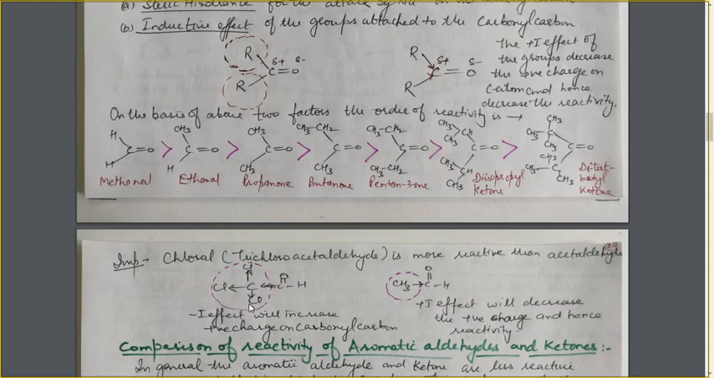In the case of trichloroacetaldehyde, there are three chlorine atoms, and these three chlorine atoms are strongly electron withdrawing. Because of their electron withdrawing nature, the electron density on the carbon decreases so much that the positive charge is very high. As a result, the nucleophile can easily attack.